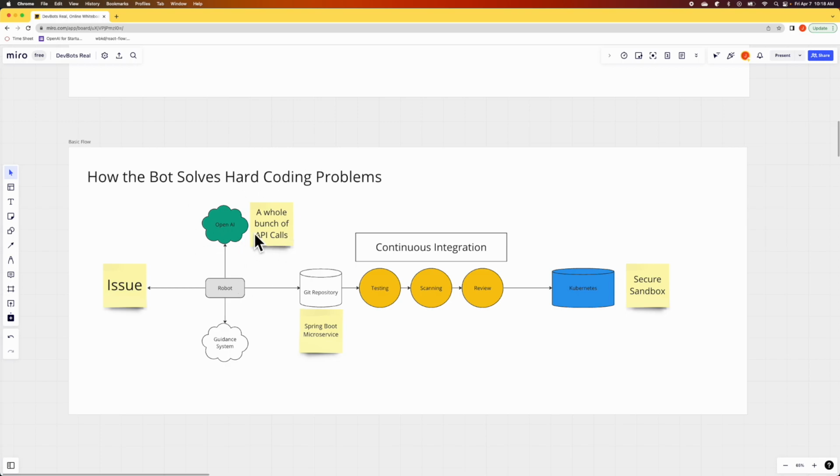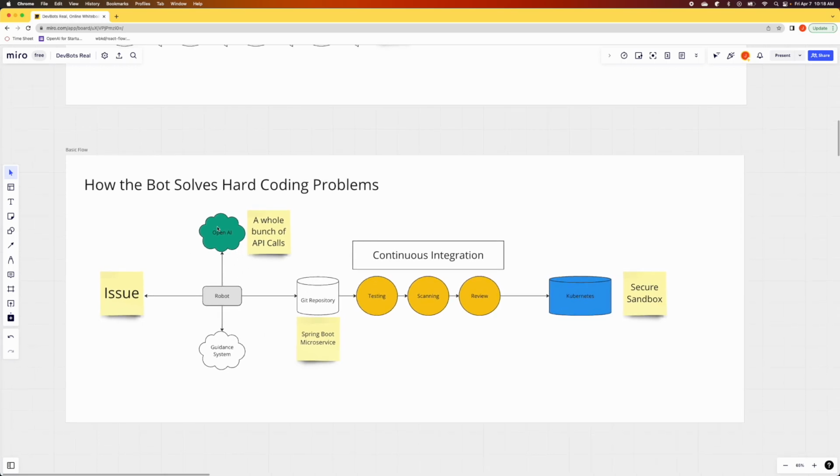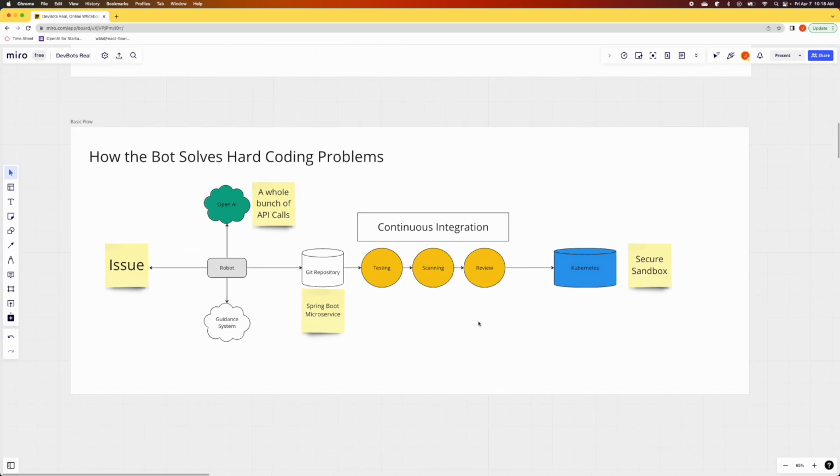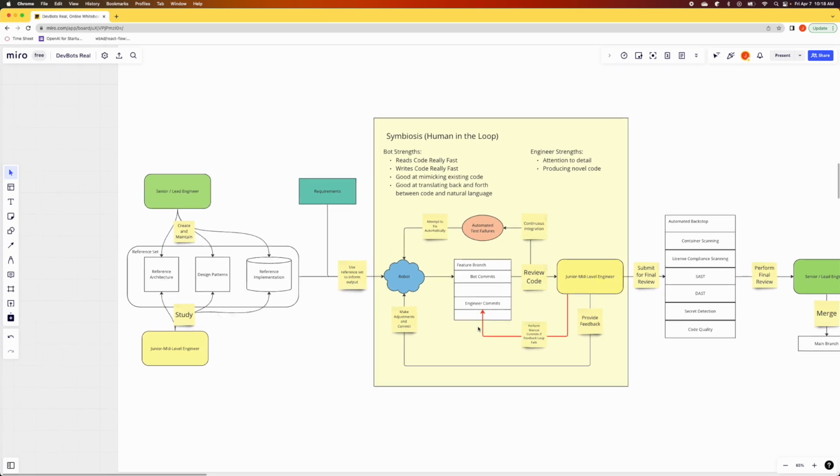We lean on the large language model to generate code, but we feed it a lot of context about how we would like that code to go. So it follows something very similar, and we construct a guidance system for it, which is comprised of very similar things to this, and then the process continues as it goes.